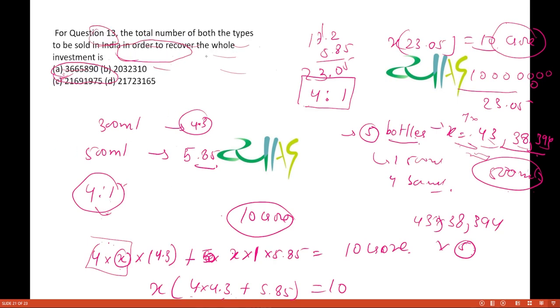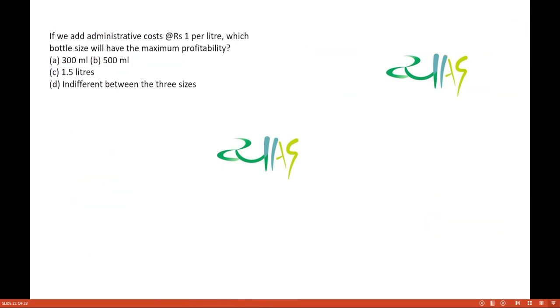So this will come to be approximately 2169. Let us multiply and see. 43,038,394 into 5 will give us this number, 21,691,975. So your answer will be this. You just have to multiply here. Okay, fine. So already you know now what is the trick.